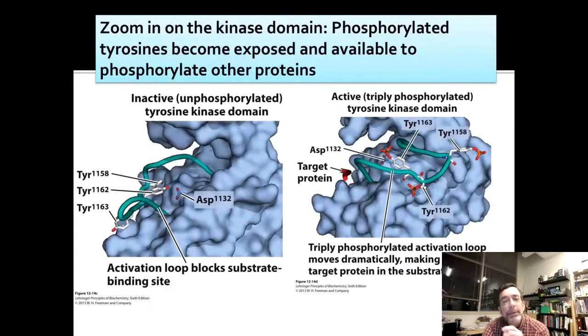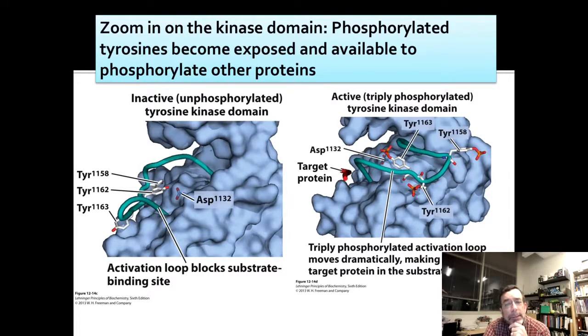So what happens inside the cell when you first get activated? Okay, so the kinase domain on the inside of the cell is activated, and the first thing it does is phosphorylate itself. The inactive domain looks like on the left, where you have this loop, and there are 3 tyrosines in the loop. When you look on the right, when it becomes activated, it starts phosphorylating those tyrosines. And the 3 phosphorylated tyrosines now have these big negative charges on them. And so the whole loop flips over to the right.